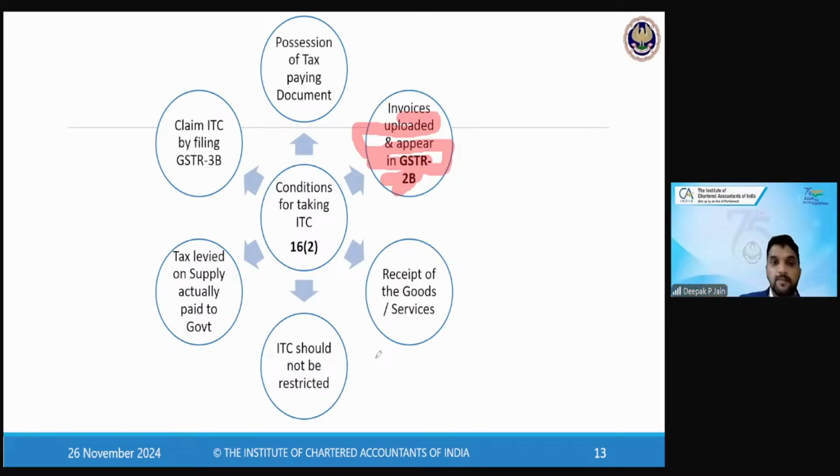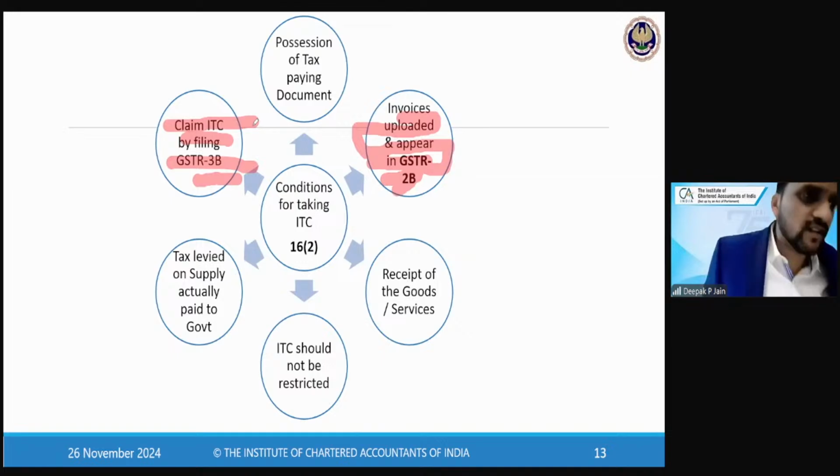So tax levied on supply should be actually paid by the supplier to the government, because you are a receiver. For that transaction, you are a receiver; you will sell it again, that's a different transaction. But the condition says that the tax levied is actually paid to the government. Correct. We will pay to the supplier and the supplier will deposit to the government. And the last condition is claim ITC by filing GSTR 3B. So you can claim ITC only by filing GSTR 3B.